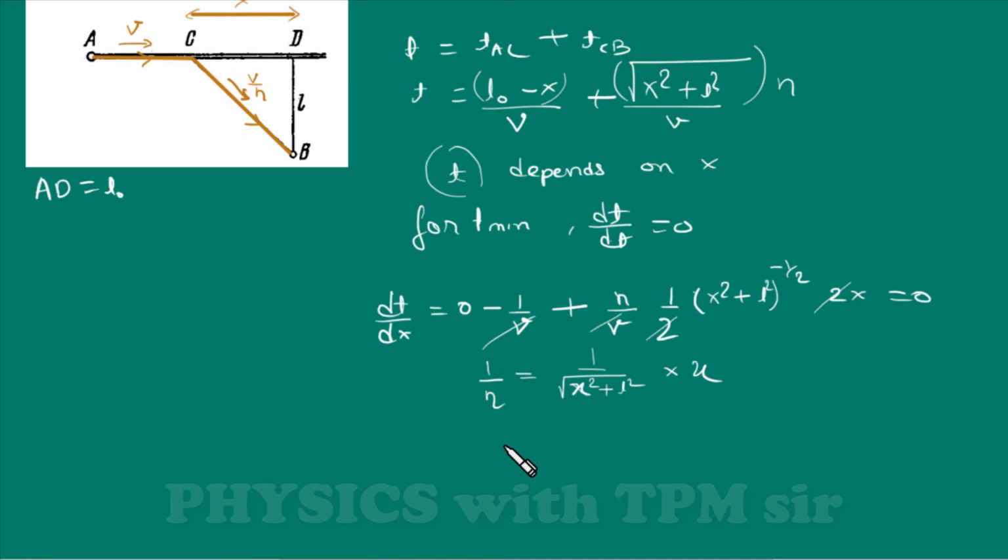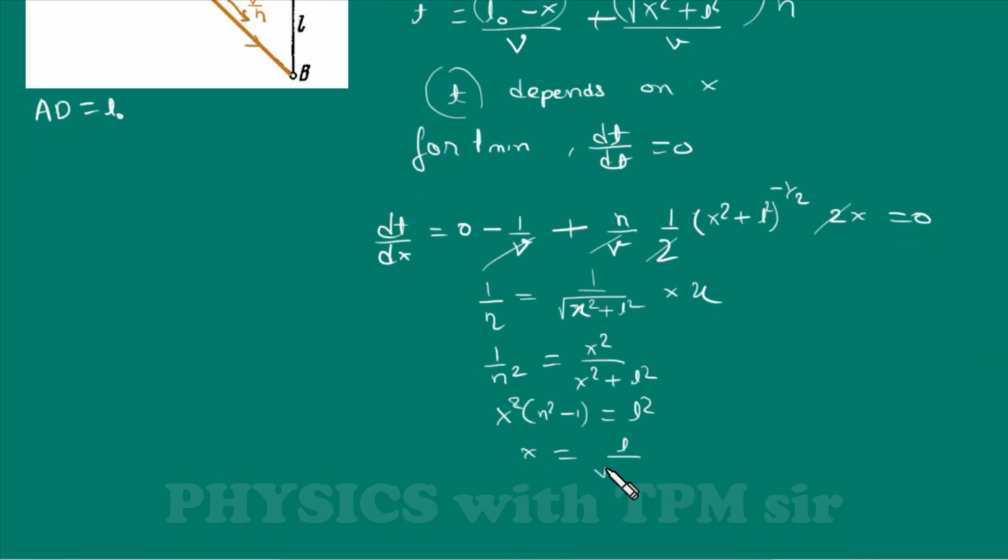Now let's square this equation. So I will write n square is equal to (x square plus L square) upon x square, and if I multiply it out, I will get x square into (n square minus 1) is equal to L square, and x is equal to L upon under root of (n square minus 1). So yes, we have got the answer.